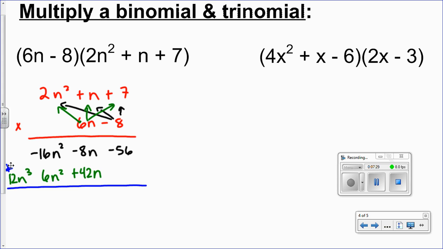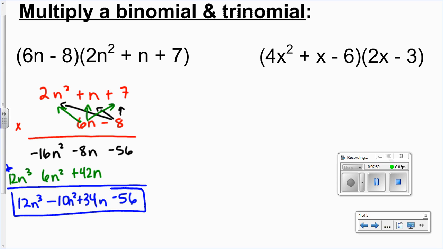So, plus. So I get negative 56, negative 8n plus 42n would be 34n, negative 16n plus 6n squared would be negative 10n squared. So I need to put a plus sign in between those. And then 12n cubed. And this is my answer. Okay, pause, do the second one on your own.